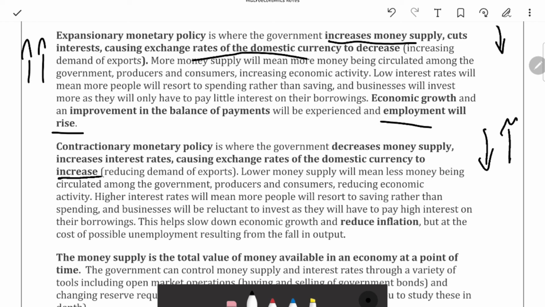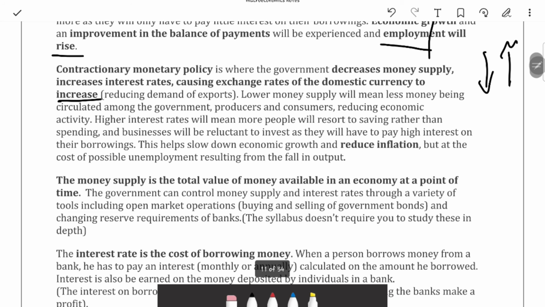For example, if there's so much demand because of a certain product, when I introduce the contractionary monetary policy, people will start saving all their money and therefore will reduce inflation because the demand will fall. Okay, but then again, there's a cost of possible unemployment resulting because demand reduces and the output falls, which will therefore mean that you don't need enough workers. Okay, so that's one reason, right?